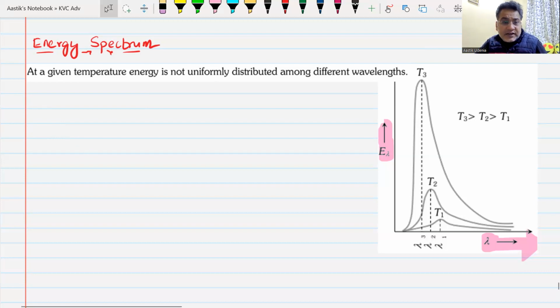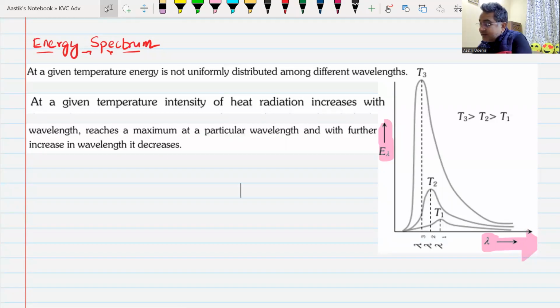Now, if you see at a given temperature, we have plotted the graph at 3 temperatures. At a given temperature, the energy first increases with wavelength, it reaches a maximum, and then it decreases. Do we see this? You can see this yellow graph. For a given temperature, the energy first increases, then the energy decreases. Do you see this? Yes or no?